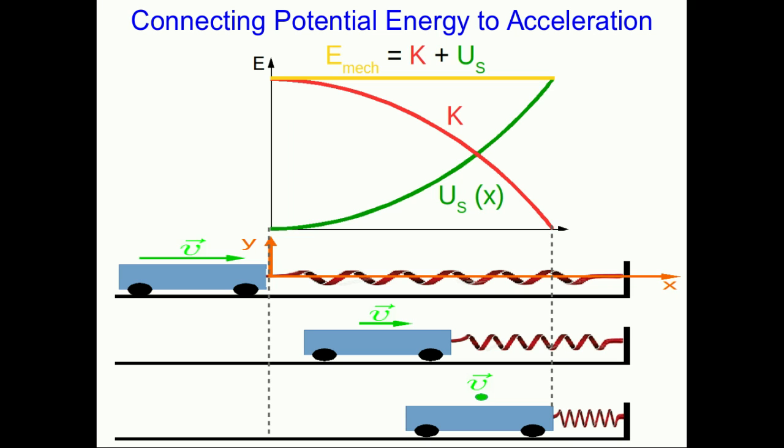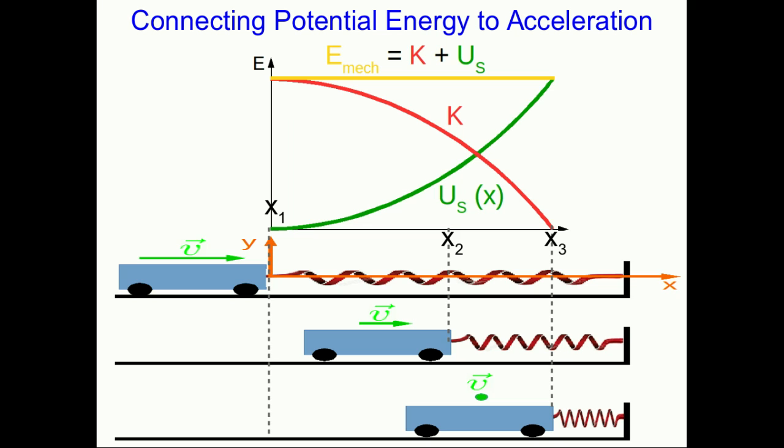And I've made it so that at the end where the cart is stationary, that is where the kinetic energy is 0, and at the other end where the potential energy is 0, that's where the spring is completely uncompressed. And let's also think about some place in the middle, and I'll name these 3 places x1, x2, and x3.